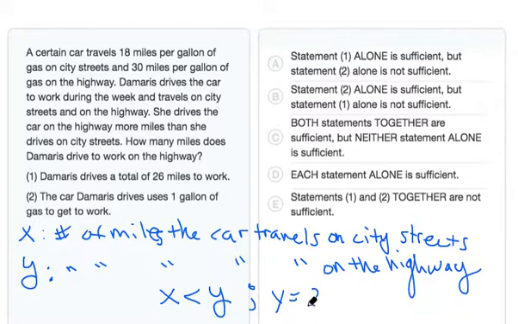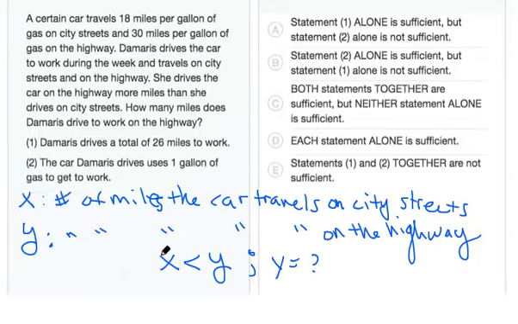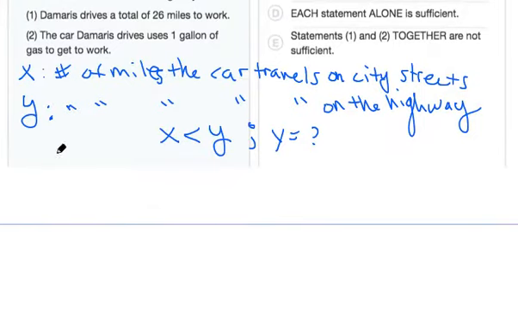Now, since we know what we're after and we have variables to interpret our question, let's dive into the statements. First, let's deal with statement 1. I'm just going to scroll down a little bit so that we have some room. We'll keep statement 1 up there. Statement 1 tells us that we drive a total of 26 miles to work. So this essentially tells us that the sum of x and y is equal to 26.